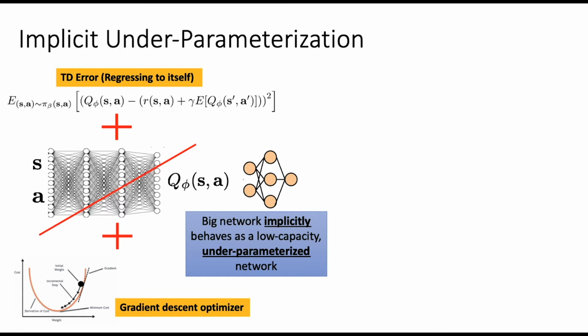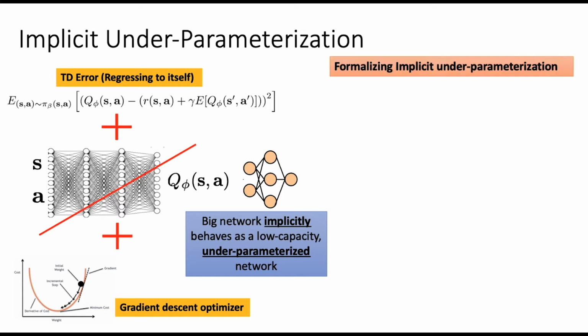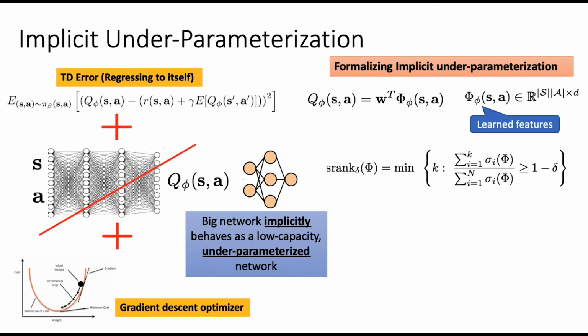To formalize what implicit under-parameterization means and to quantify its degree, we come up with a new metric that quantifies the amount of under-parameterization effect that we see here. Assuming that the Q function is represented as a neural network that maps the state action pairs passed as input to a feature vector phi, and then a linear layer, denoted as W transpose, on top of this learned feature, we can define the effective rank of this feature matrix phi.